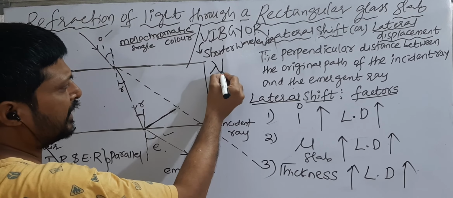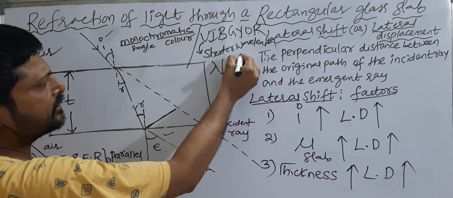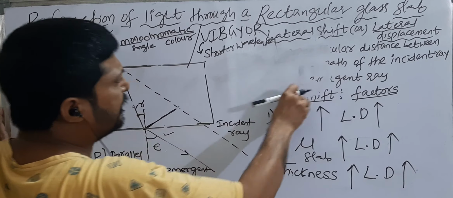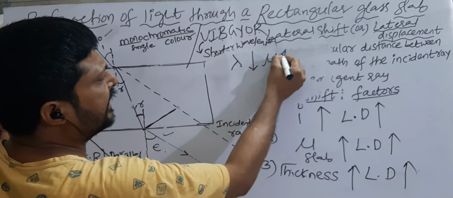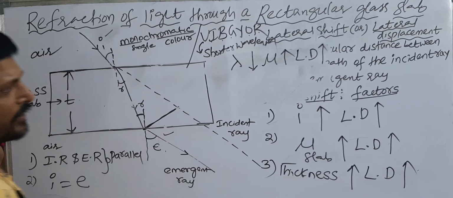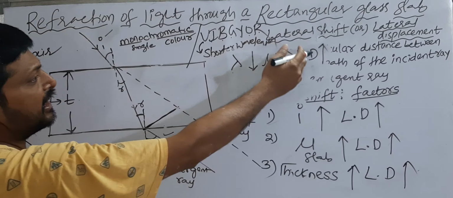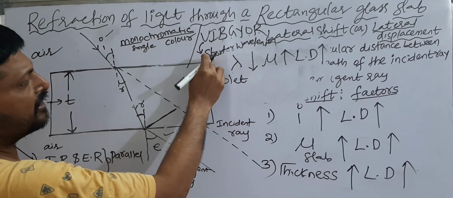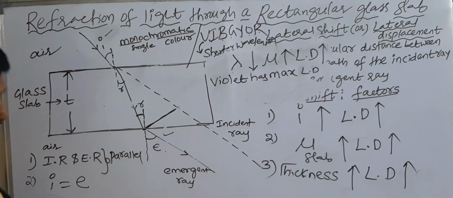Already you know, if wavelength is less, refractive index is more. I am writing here. See here, if wavelength is less, refractive index is more. If refractive index is more, lateral displacement is more. It means how are wavelength and lateral displacement related? Shorter the wavelength, lateral displacement is more. That means violet has shorter wavelength, so violet has maximum lateral displacement.